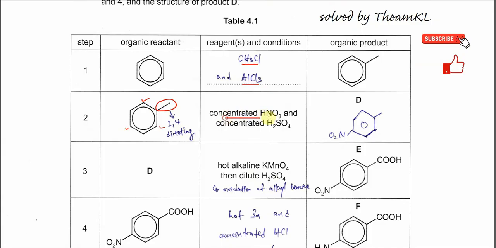Okay, after we use this concentrated HNO3 and concentrated H2SO4, nitration happens, and the electrophilic substitution happens at the 4th carbon here. So therefore, it will form this D. Right, so this is the first carbon, I mean, just now for the substitution, before the substitution happens. So this is the first carbon, second carbon, third carbon, 4th carbon. Right. Okay, so this one is a 1,4 position.